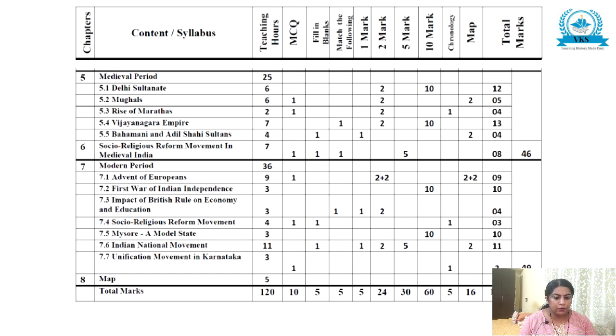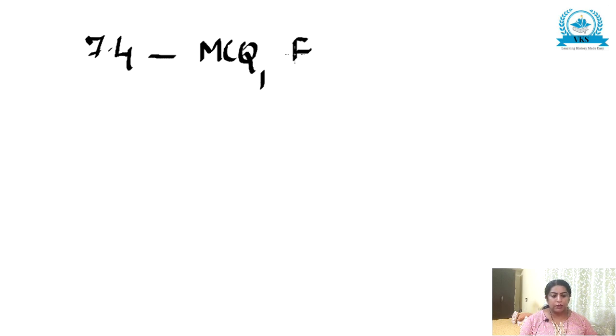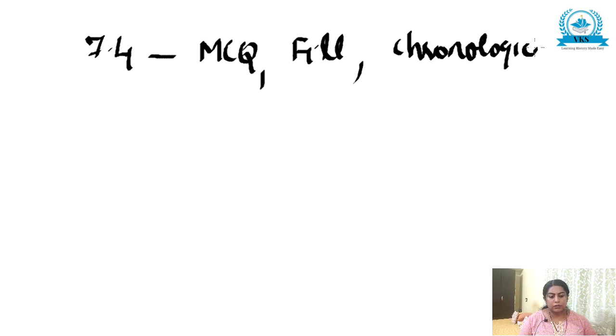Now let us move on to chapter 7.4, that is socio-religious reform movement. From 7.4 you will have MCQ, fill in the blanks, and a chronological order question. So in chapter 7.4 MCQ will be there, fill in the blanks will be there, and arrange in chronological order. So these are the types of questions which can come.